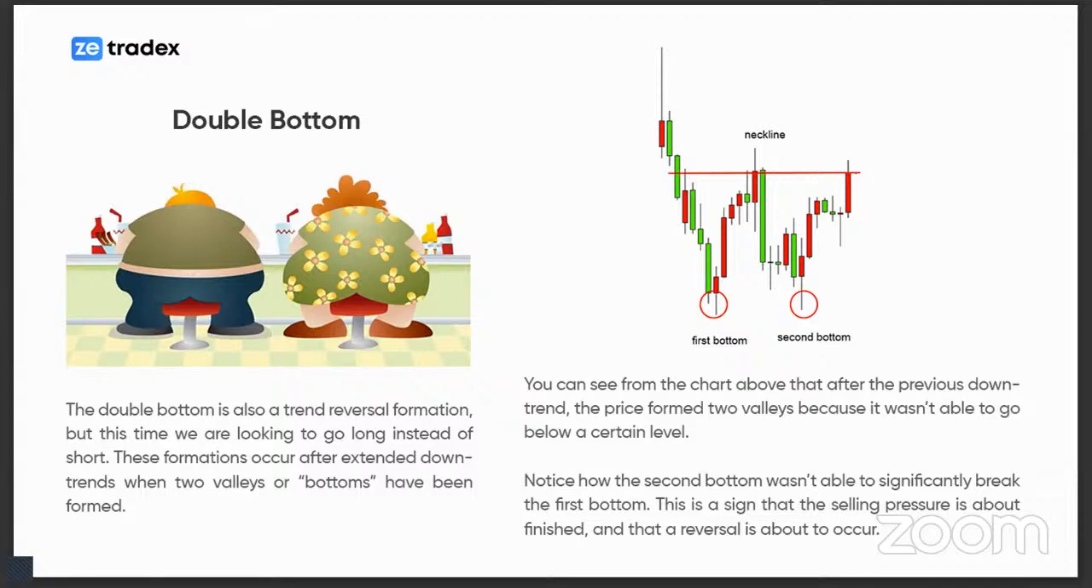So you take, for instance, the two bottoms, the first bottom and the second bottom. So we have a lot of things to understand from this. Once we notice the second bottom touching the same support zone and the pushback happens, it's very ideal to make an entry right at this point. To the next page, please.